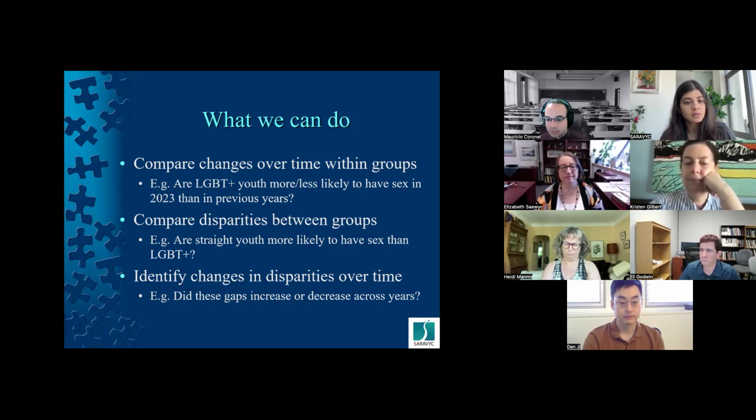We also want to look at disparities. We want to compare between groups. If one group is more likely or less likely to have an outcome, which outcome is more likely to happen?